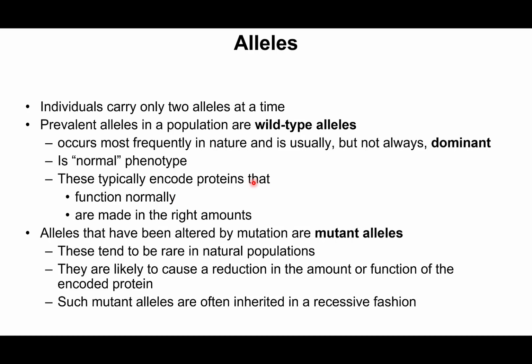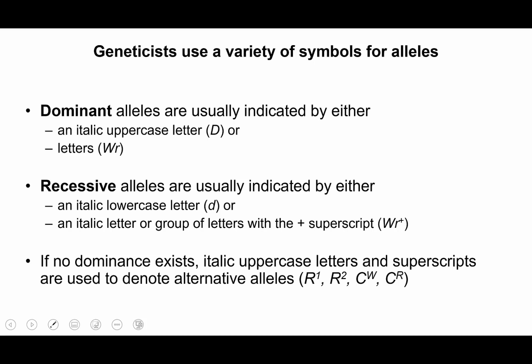When we have alleles that then altered that wild type allele, so we have a mutation that alters it, we then get what we call mutant alleles. These tend to be, by their very nature, rare in natural populations because most alterations to the protein are going to make them function less well. Therefore, they won't be retained. So, mutant alleles are often inherited in a recessive fashion.